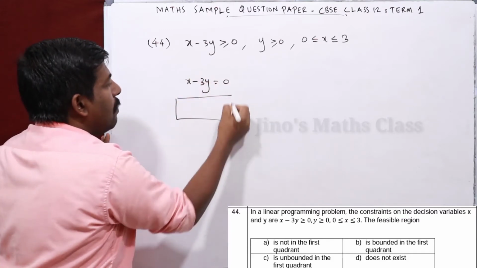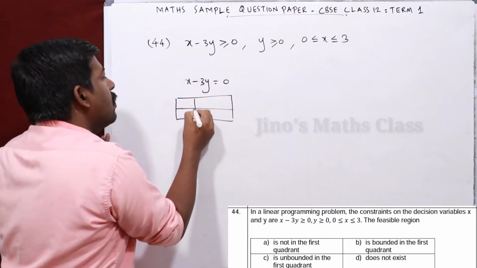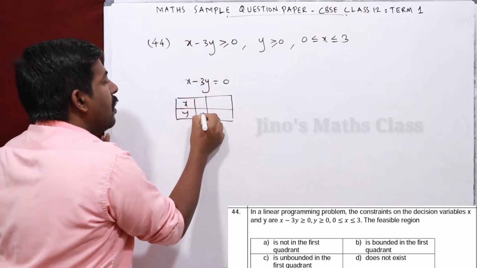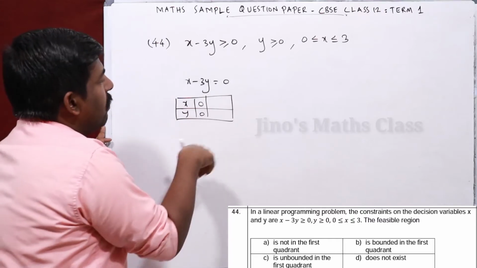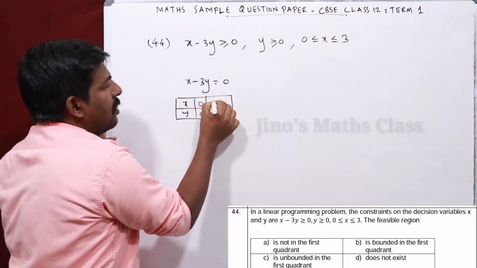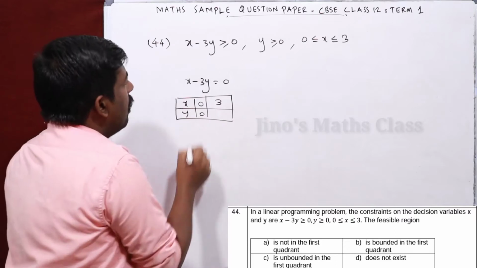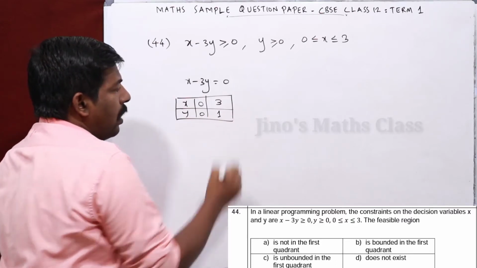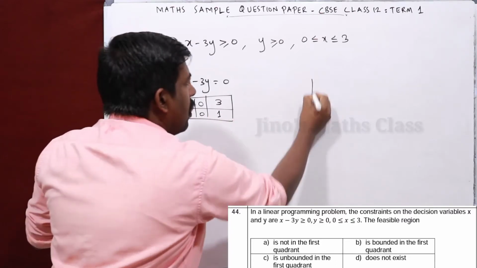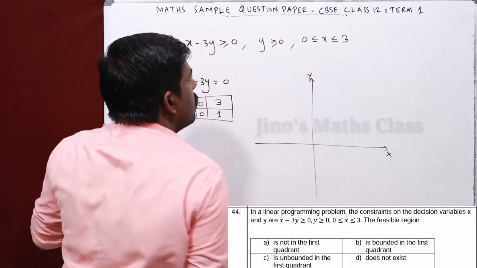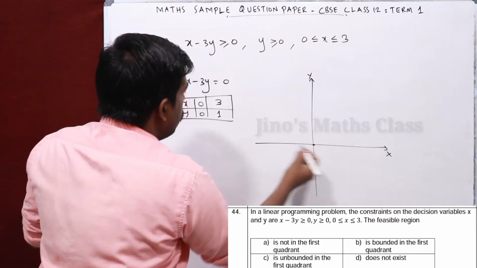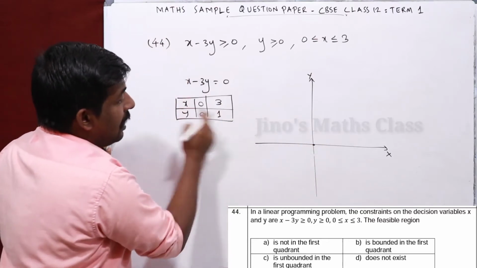When we substitute y is equal to 0, we are getting x is also 0, that means it is passing through the origin. So we can substitute any other value of x. I am substituting x is equal to 3, at that time the y value is 1. Now we can draw the graph, and here we can mark the x, y axes. Now it is passing through the origin and the other coordinate is 3, 1.